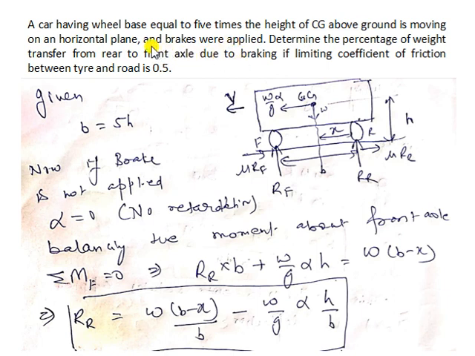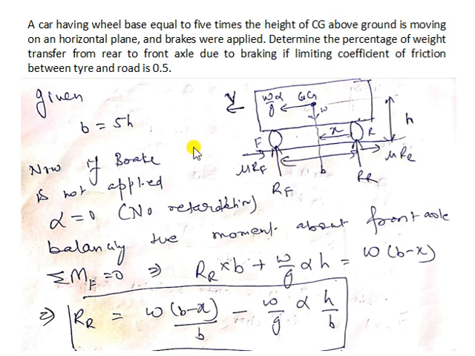But what is given is that the wheelbase is 5 times the height of the center of gravity. You need to calculate the percentage of weight transfer between the rear and the front axle. How much percentage of the weight has shifted from rear to front if the coefficient of adhesion is given as 0.5. I tried to draw the free body diagram for this case also. Again, reaction forces, and if the brake is applied, this is the inertia force, mass times acceleration, and W downwards. Friction forces for front and rear wheels.